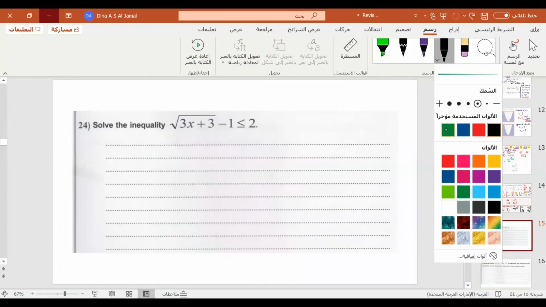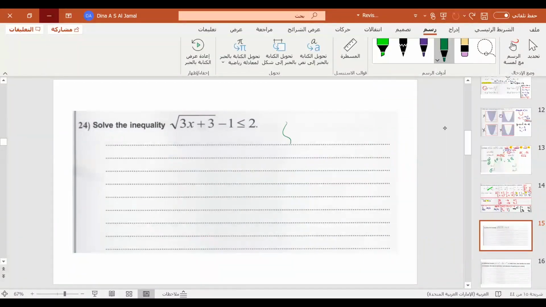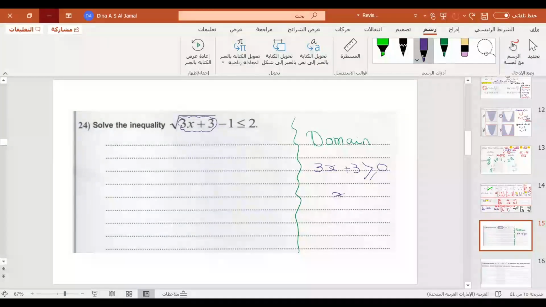So let's see. The first step, whenever you are seeing inequality, whenever you are having radical sign square root, you should find the domain. Then your domain, it is whatever inside the square root, 3x plus 3 bigger than or equals 0. So after solving this, your domain will be x bigger than or equal -1.